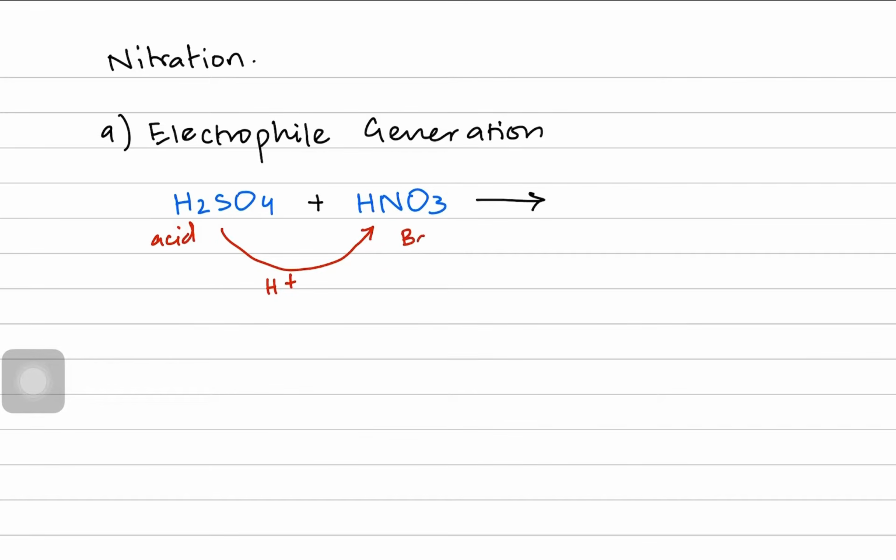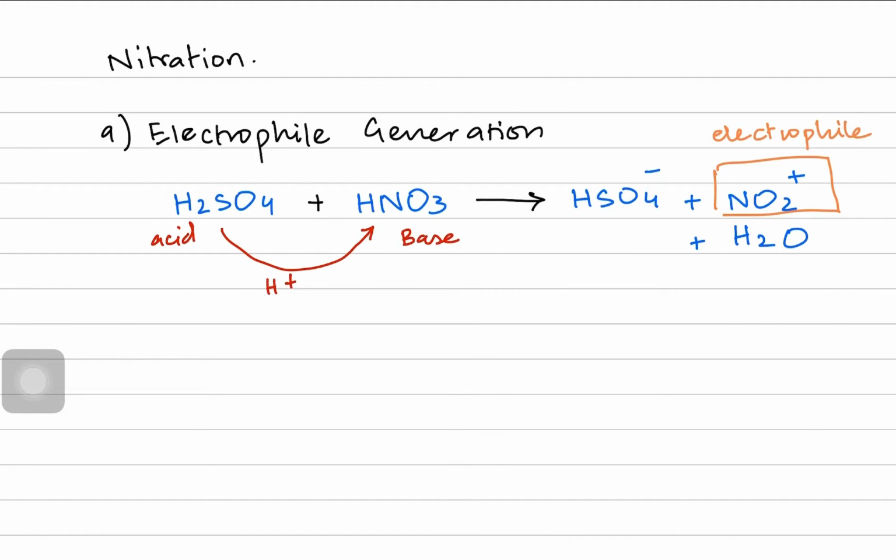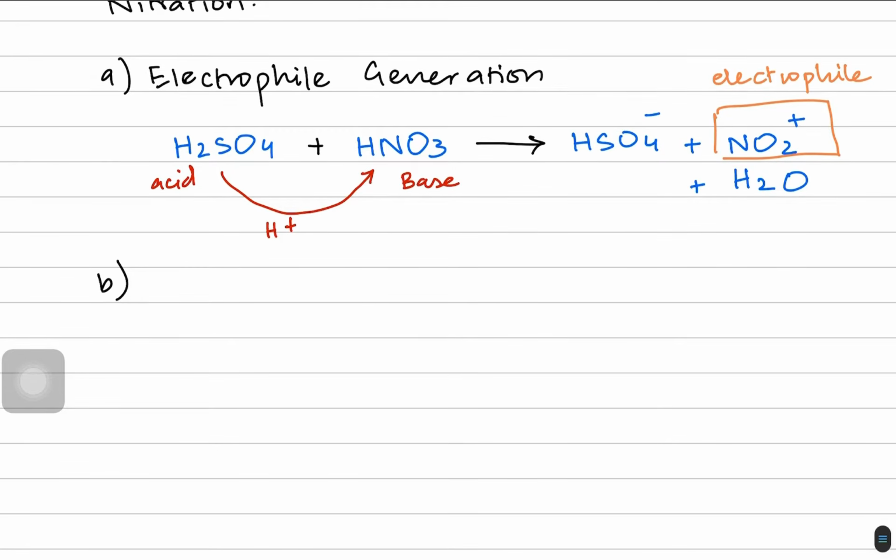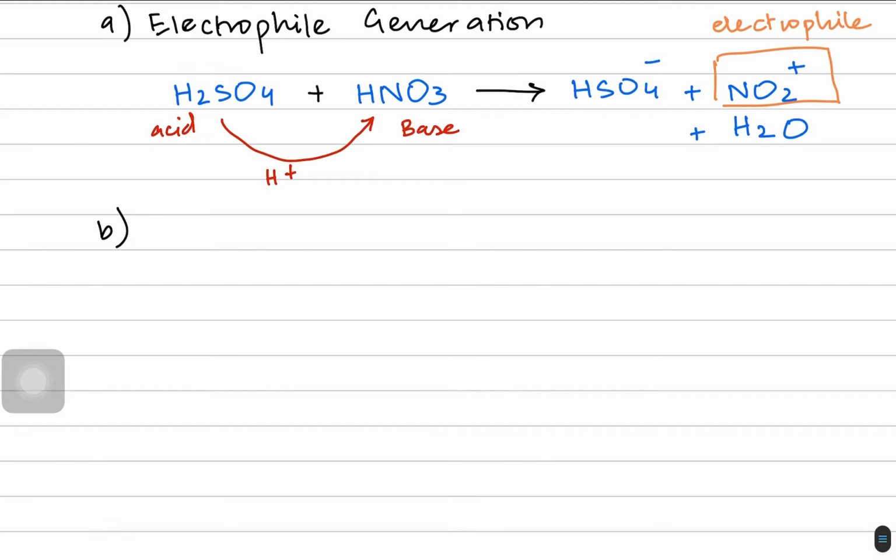Since sulfuric acid is donating a proton, it acts as an acid, and nitric acid acts as a base. Due to this reaction, hydrogen sulfate ion HSO4 minus is produced, while the nitric acid molecule splits itself into NO2 plus ion and a water molecule. NO2 plus is the electrophile. We also call it the nitronium ion. Now NO2 plus is going to be accepting an electron pair from the benzene.